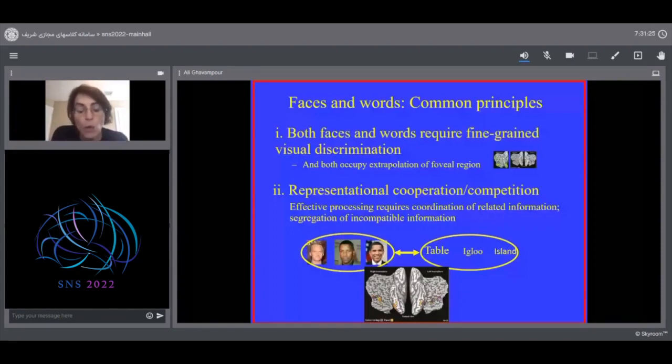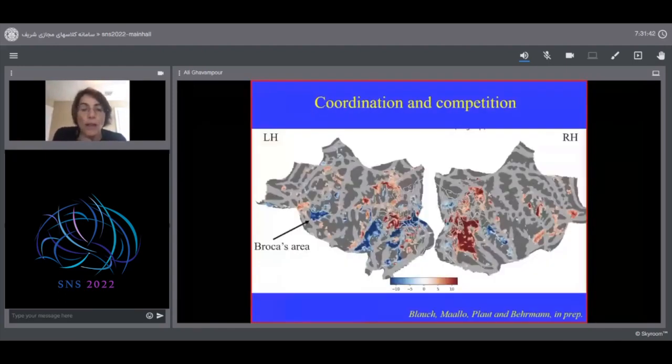And this is in fact what we saw on the previous image, where there is this graded asymmetry for faces greater in the right hemisphere and words greater in the left hemisphere, but there is bilateral representation. Next, please. So the third principle, let me show you another example of this coordination and competition.